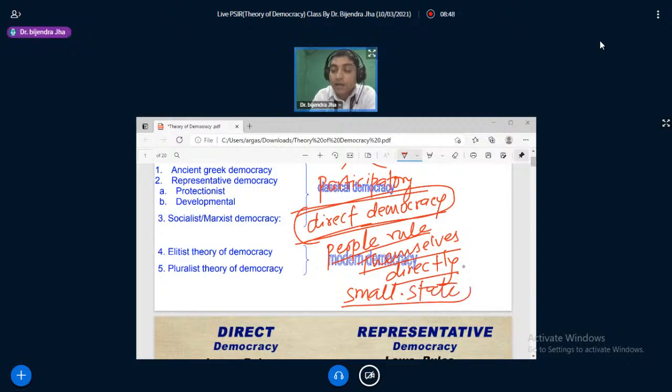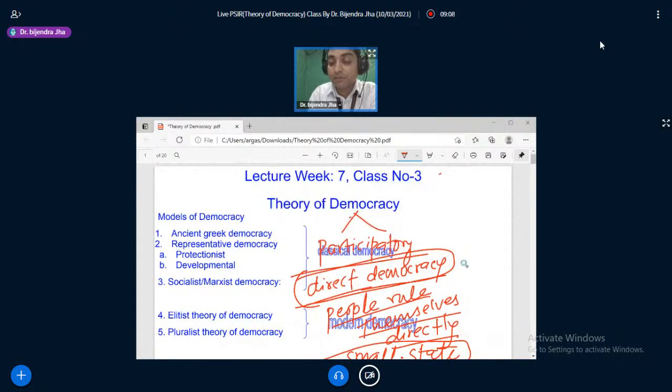But when the population is big, when demography is big, it is very difficult for everyone to participate, right? Because it's a huge mass, right? So it would be very difficult to implement direct democracy. So there is an alternative that is called representative democracy. The alternative is representative democracy.